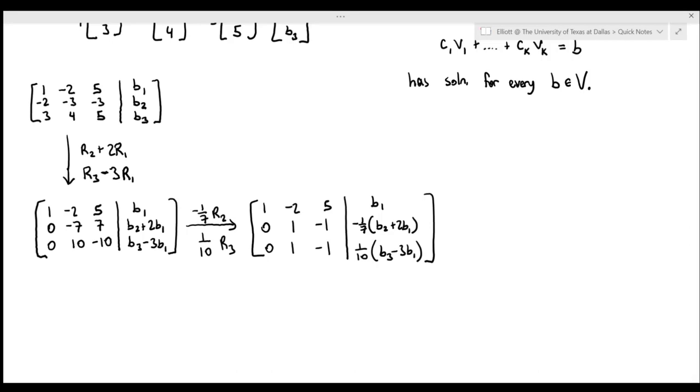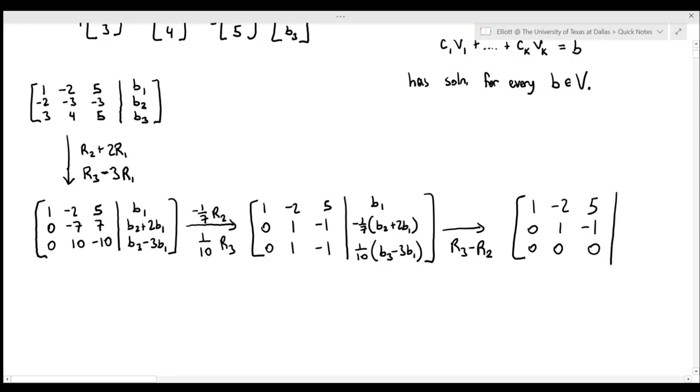Now, if we do one more row operation to get it to upper triangular form, we do row 3 minus row 2. And that will leave us with 1, minus 2, 5, 0, 1, minus 1. And then you notice that we get a row of zeros right now. On the right, we'll still have B1 minus 1/7 B2 plus 2B1.